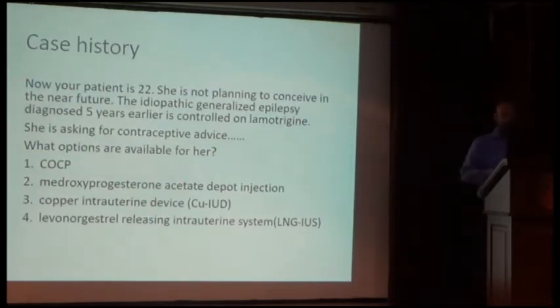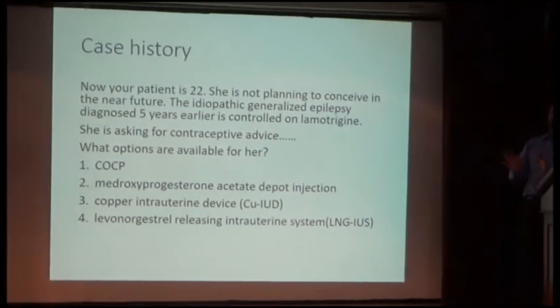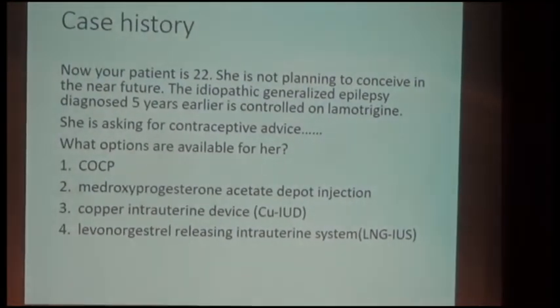Moving on. Now your patient is 22 years of age. She's not planning to conceive in the near future. The idiopathic epilepsy diagnosed 5 years earlier is now under control. Now it's on lamotrigine. She's asking for contraceptive advice. What options are available, right, for her? What would you recommend? People for number 1, that's the combined oral contraceptive pill. 2, 3, 4.